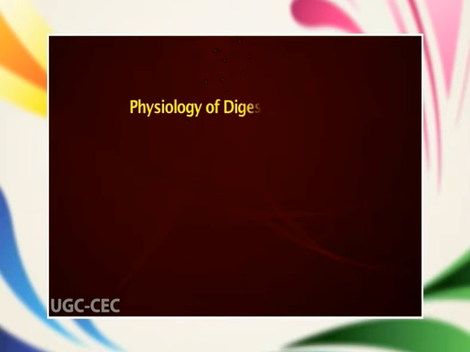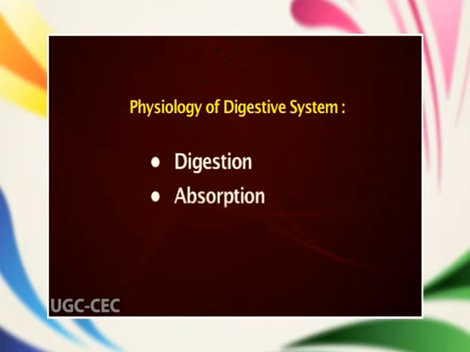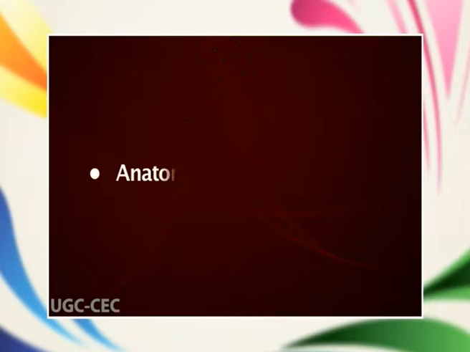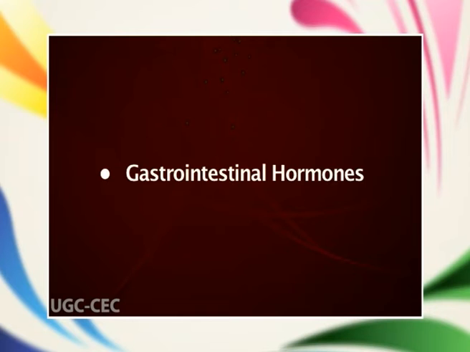Today we are going to discuss the topic the physiology and anatomy of digestive tract along with the hormones involved in it. Now before delivering the lecture, let's have a look at the objectives of today's lecture. Our first objective will be to understand the physiology of digestive system, that is digestion, absorption and assimilation. Then we'll have an overview of the anatomy of digestive tract. And lastly, we'll have some knowledge of gastrointestinal hormones.